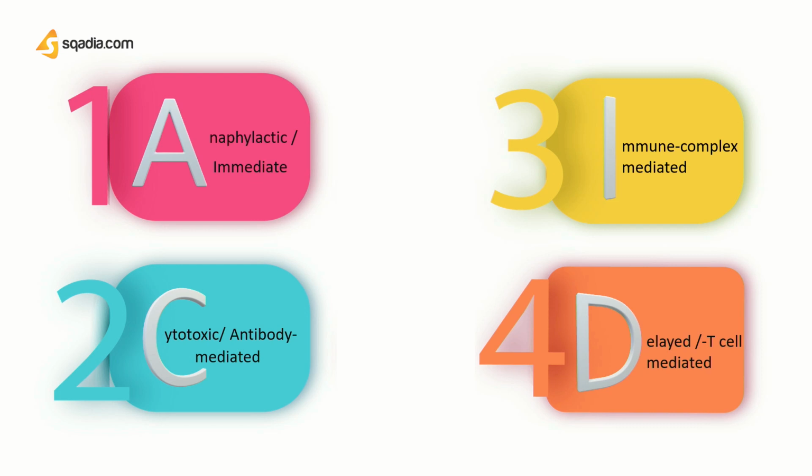So if we revise one last time, the mnemonic for hypersensitivity reactions was ACID. Now, type 1 reactions are anaphylactic or immediate reactions. Type 2 are cytotoxic or antibody-mediated reactions. Type 3 are immune complex mediated reactions. And type 4 are delayed or T cell mediated reactions.